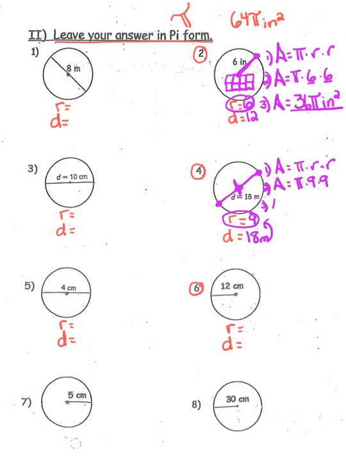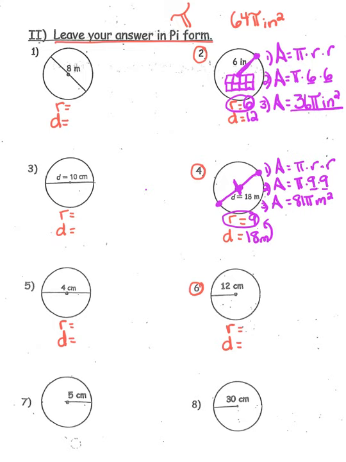Simply multiply 9 times 9, and we can rewrite this as 81 pi meters squared. And that's it. We're done with the area, leaving our answer in pi form. Let's do one more together, then you can complete the rest on your own.